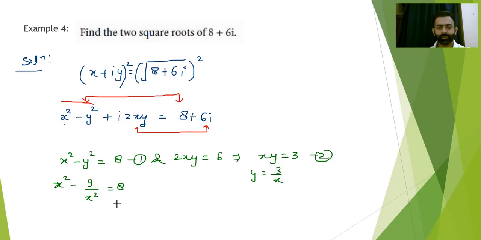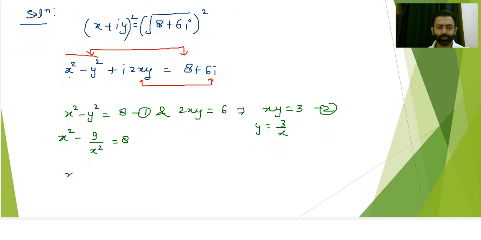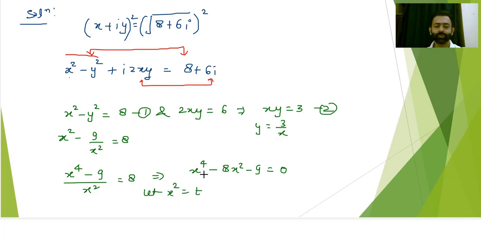y square is 9 by x square, right? Simplifying this, x raised to power 4 minus 9 is equal to 8x square. That means this is x raised to power 4 minus 8x square minus 9 equal to 0, just after simplification. Transferring the term to the LHS, now let us assume that x square is another variable, because this can be reduced to a quadratic equation.